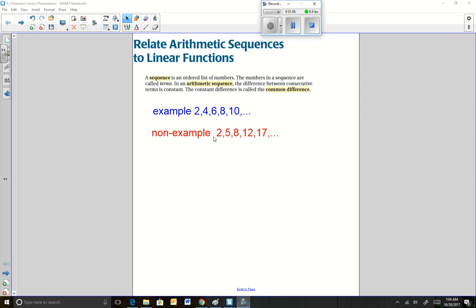This is a non-example. This is not an arithmetic sequence, because look what happens. 2 plus 3 gets me 5. 5 plus 3 gets me 8. 8 plus 4 gets me 12. And 12 plus 5 gets me 17. So I'm adding different numbers along here. This is not an arithmetic sequence. All right, let's take a look.